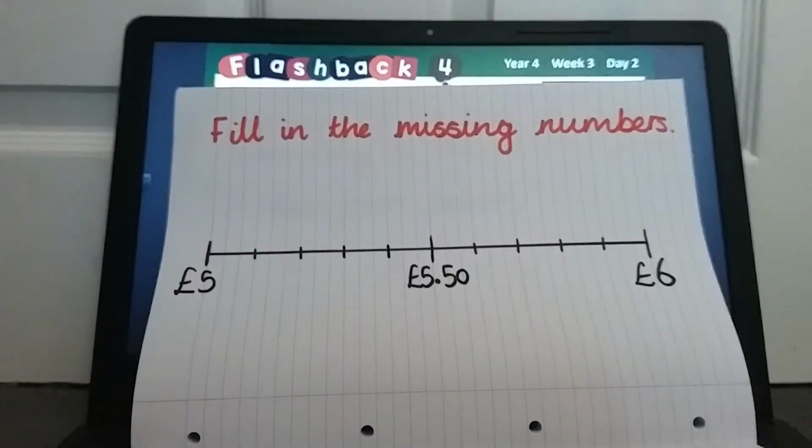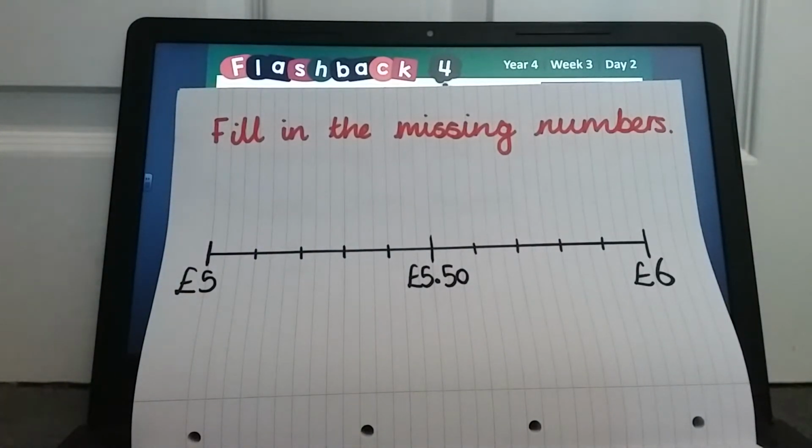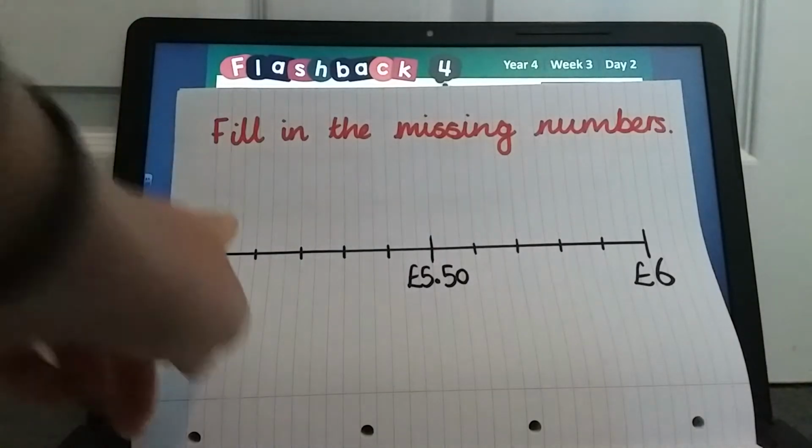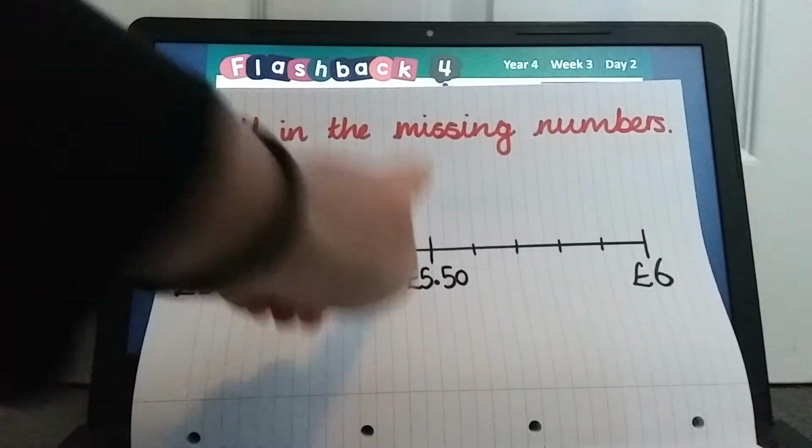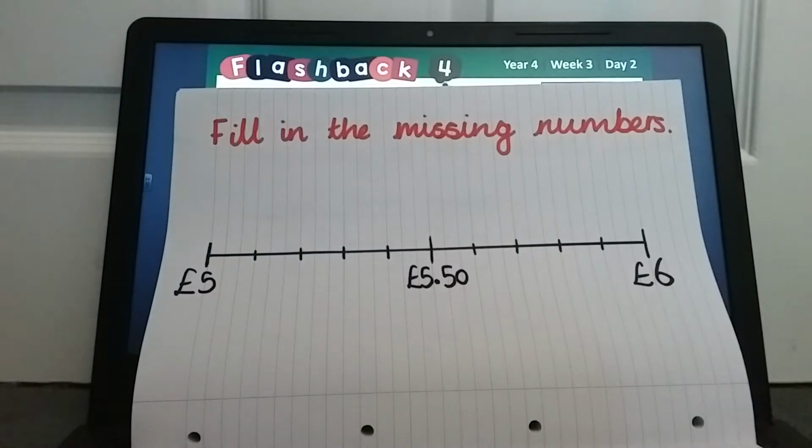So have a go with this number line and look at what those missing numbers might be in my number line. Well done. Hopefully you've worked out that each one would be going up by 10 pence, or 1/10 each time.